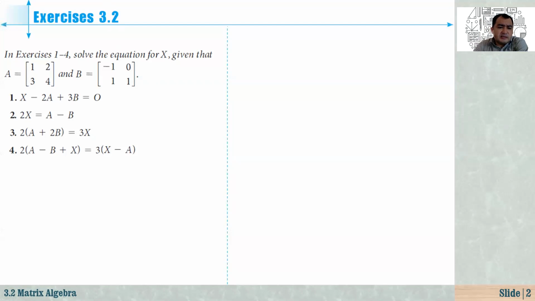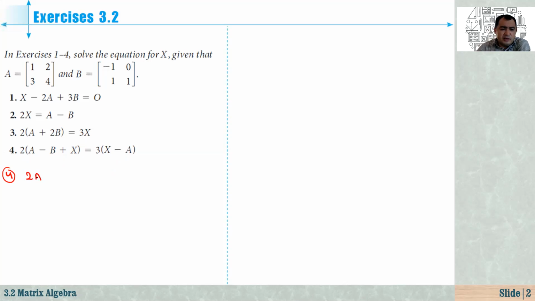Okay. So in exercises 1 to 4, solve the equation for X. Given that matrix A equals this, matrix B equals this, and that's quite an easy thing, so I will skip this. For example, question 4. It's like algebra, right? Here, in question 4, you should just remove the brackets, take unknowns to the left-hand side, constant matrices to the right-hand side, and just solve this.